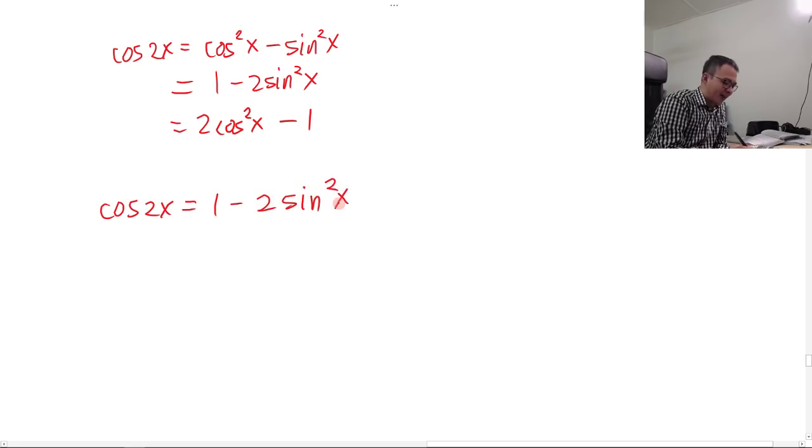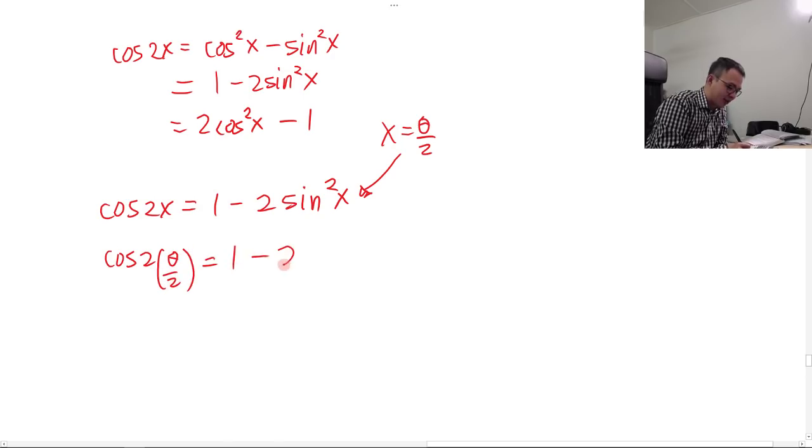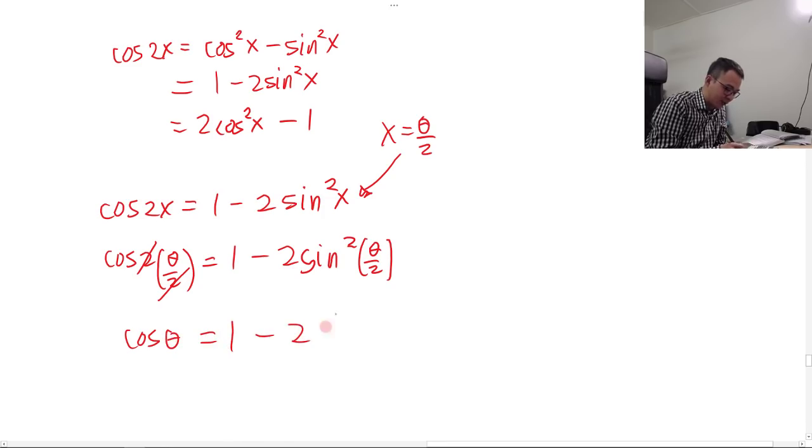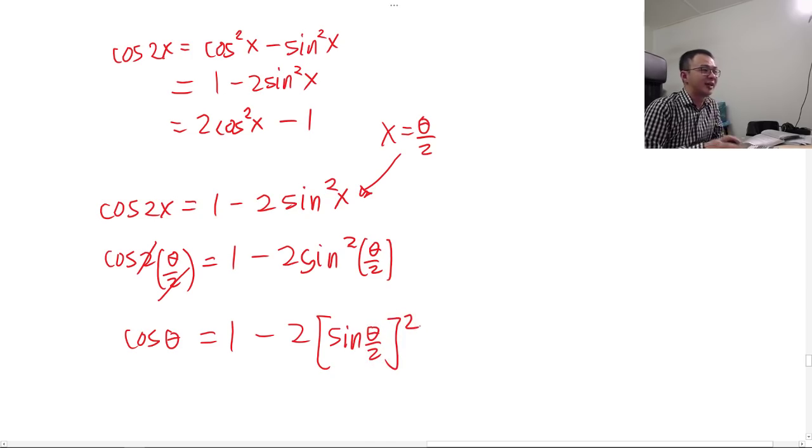In order to do the half angle, I will substitute x equals theta over 2 into the equation. So cos 2 times theta over 2 equals 1 minus 2 sine squared theta over 2. The 2 and 2 simplify, so this is cos theta equals 1 minus 2 sine squared theta over 2, the same as sine theta over 2 squared.